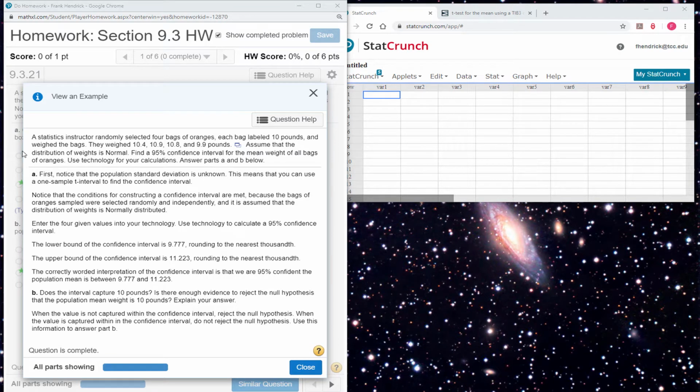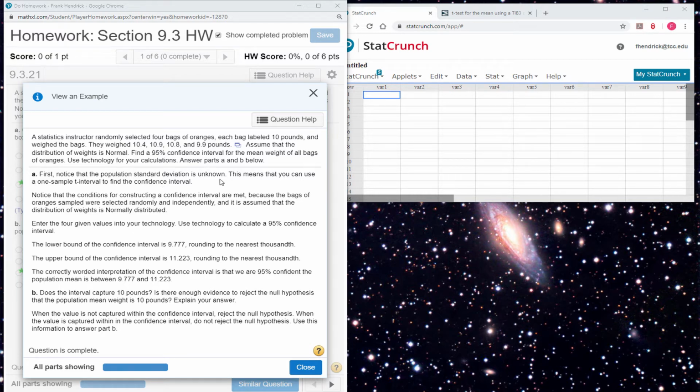A statistics instructor randomly selected 4 bags of oranges, each bag labeled 10 pounds, weighing the bags at. Assume the distribution is normal. Find a 95% confidence interval for the mean weight of all bags. Use technology for any calculations. Answer parts A and B below.